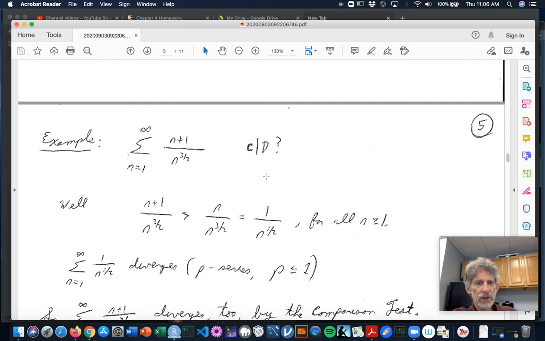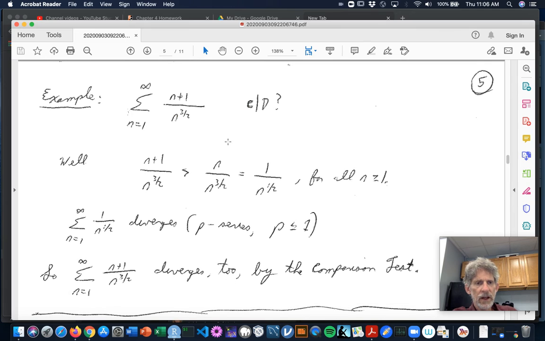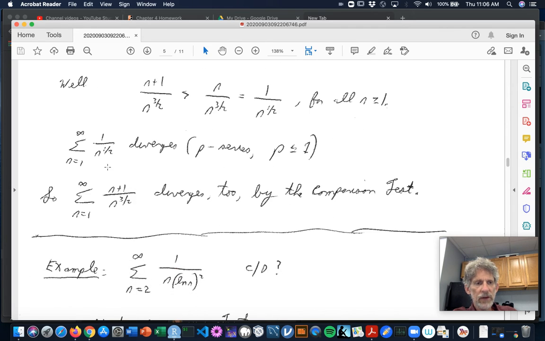Here's another example. Does this converge or diverge? Well, again, I try to think of something simpler I might compare it to. So I look at n plus 1 over n to the 3/2, and I notice that's going to be bigger than n over n to the 3/2. And that actually just reduces to 1 over n to the 1/2, which is certainly a simpler series. So my terms are bigger than these terms. Let's look at what happens to the sum of those terms.